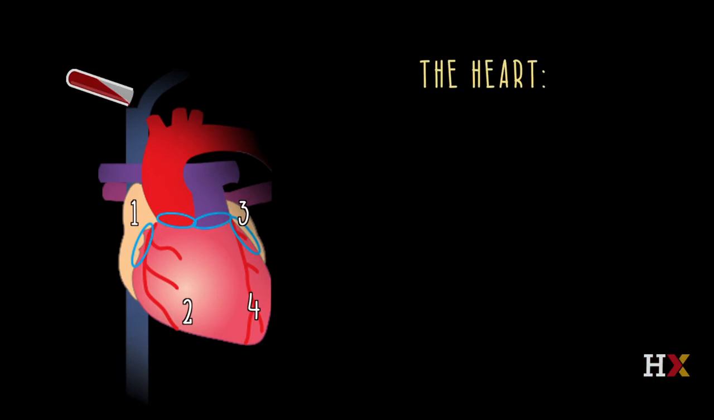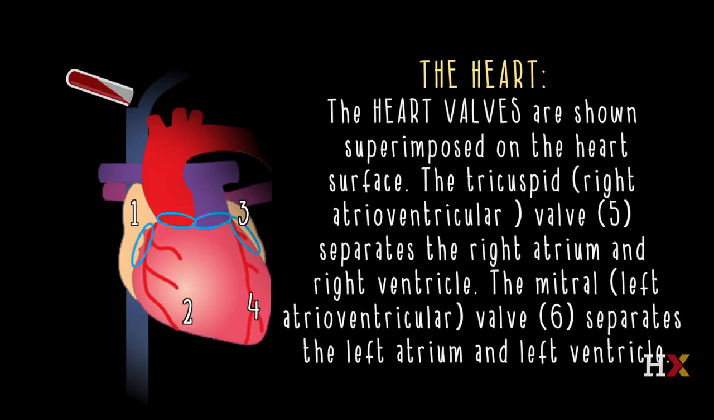Between the chambers of the heart and between the large vessels leaving the heart are four large valves. And the valves are shown here superimposed on the heart surface. The tricuspid valve, or right atrioventricular valve, separates the right atrium and the right ventricle. The mitral valve, or left atrioventricular valve, separates the left atrium and the left ventricle.